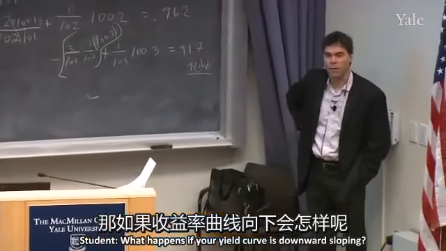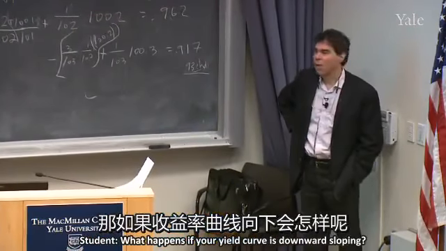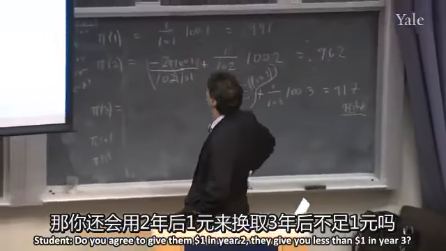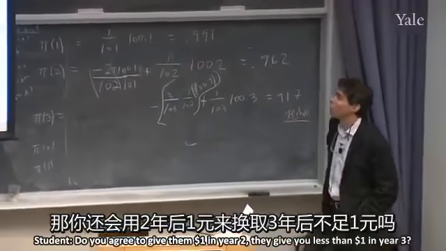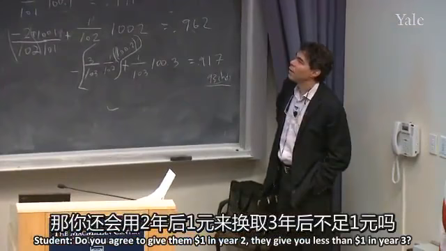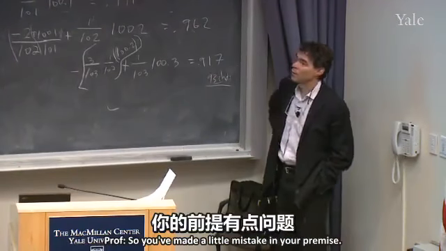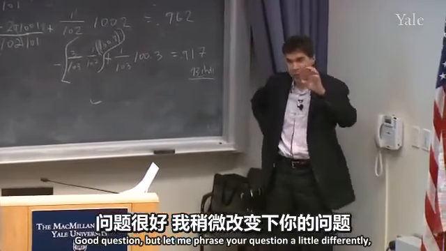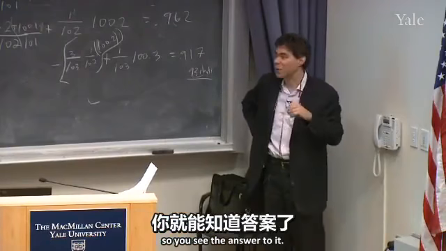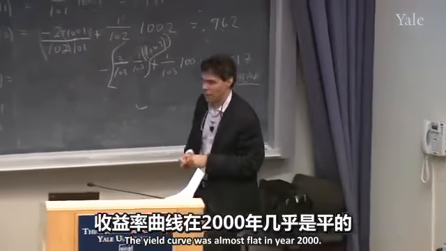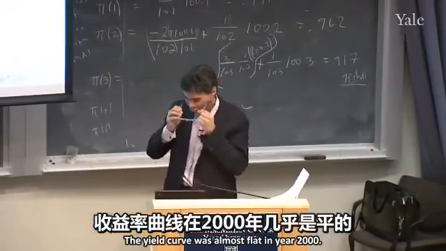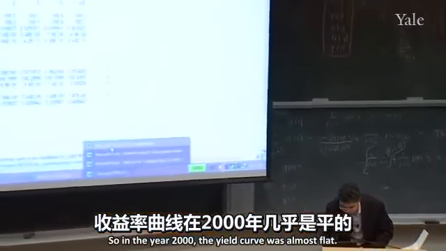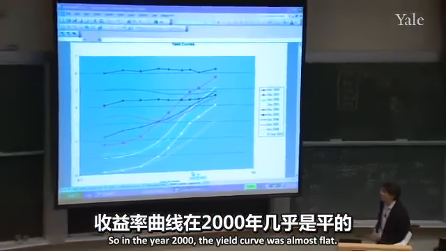What happens if your yield curve is downward sloping? If you agree to give them $1 in year 2, they give you less than $1 in year 3. Okay, so you've made a little mistake in your premise. Good question, but let me phrase it a little differently so you see the answer. The yield curve was almost flat in year 2000.